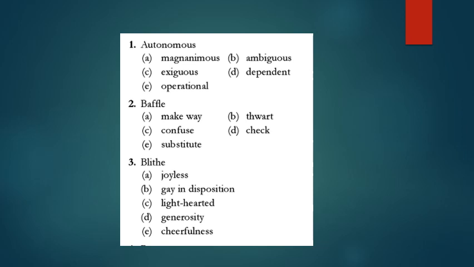Autonomous: magnanimous, ambiguous, exiguous, dependent, operational. Baffle: make way, thwart, confuse, check, substitute. Blithe: joyless, gain disposition, light-hearted, generosity, cheerfulness.